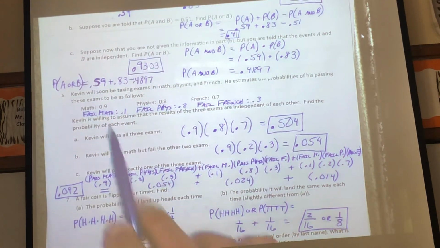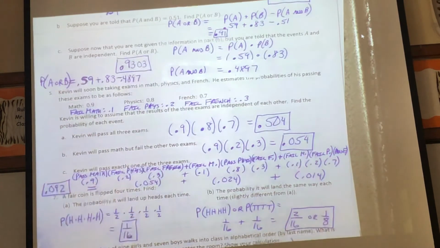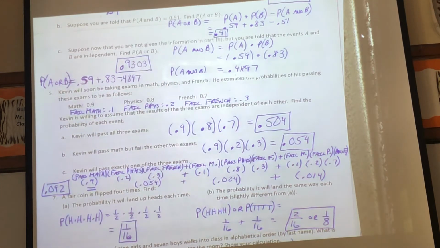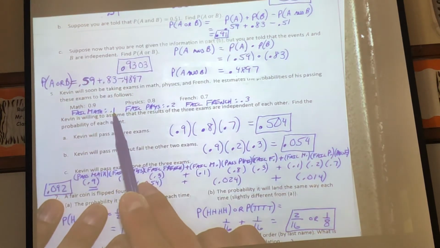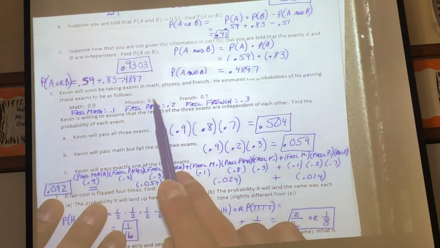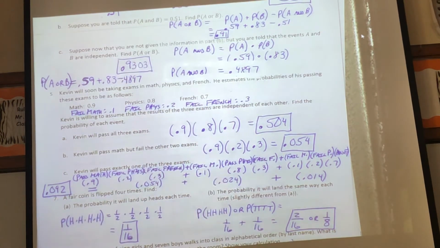Number 5. Kevin will soon be taking an exam in math, physics, and French. He estimates the probabilities of his passing these exams to be as follows. So 0.9 would be to pass, so therefore 0.1 would be to fail. 0.8 would be to pass physics, so 0.2 would be to fail. 0.7 would be to pass French, therefore to fail French would be 0.3, just subtracting it from 1.